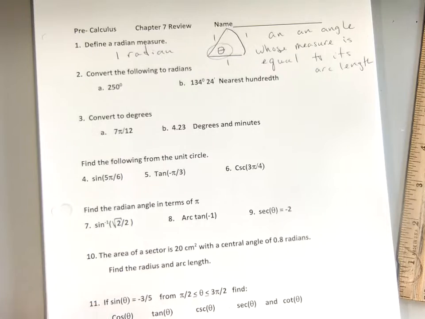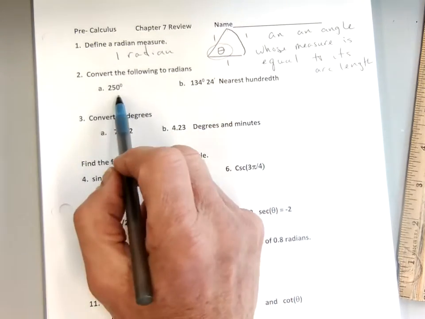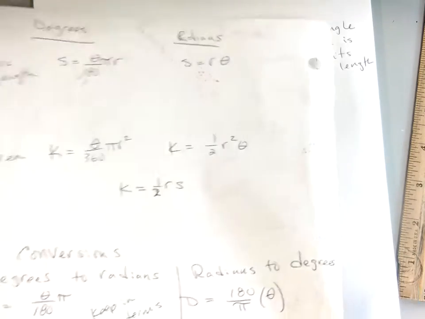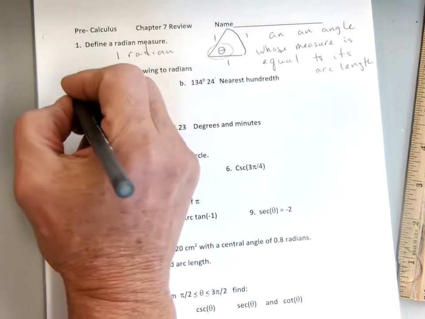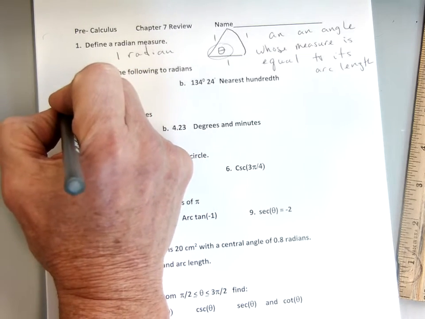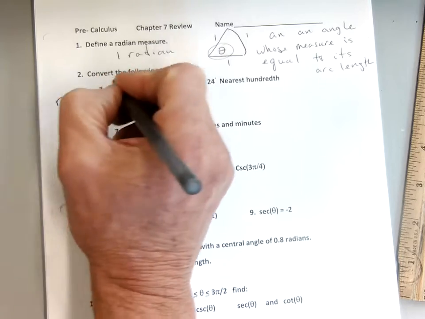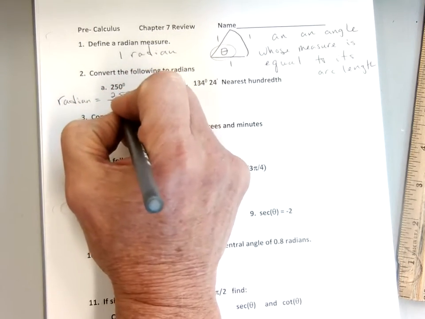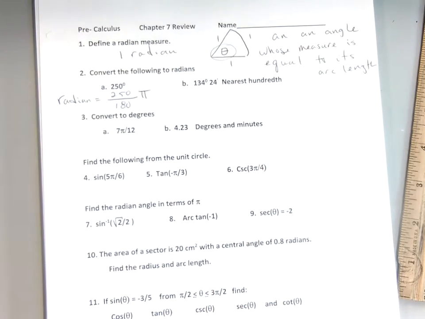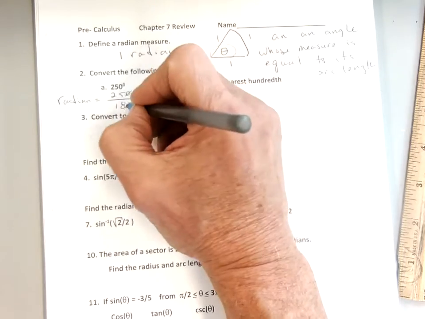Okay, number 2, convert the following. So I look at my notes. I'm going to take it from radians to degrees, and from degrees to radians. So we're going to go degrees to radians. I'm going to use my formula. So R, my radian, is equal to 250 over 180 pi. Now, if you can keep it in terms of pi, please do, because we like radians in terms of pi, because it helps represent the circle. So that'd be just 25/18. You guys okay with that reduction?